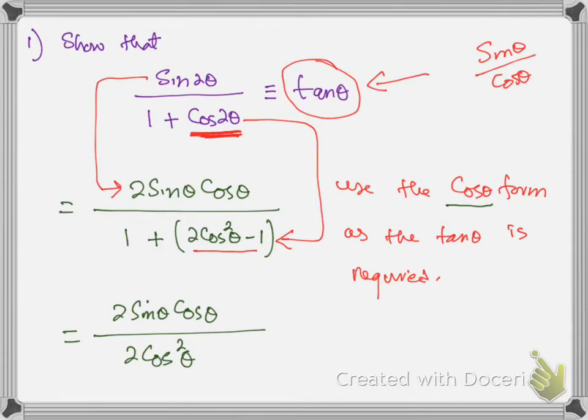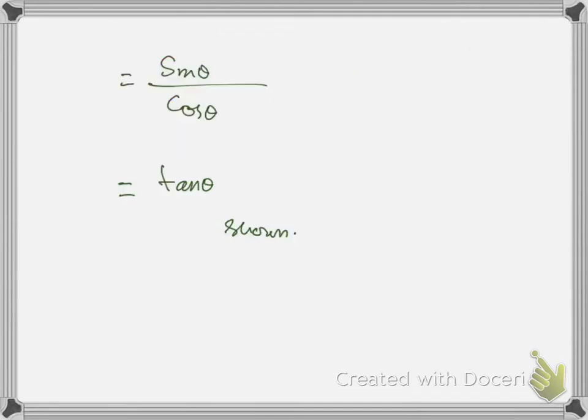So I already have told you use the cos theta form of cos 2 theta because we need tan theta. So we must have cos theta in the denominator. Hence I use the first formula of cos 2 theta here, and then I simplified this, and then finally I've got tan theta. This is one of the easiest way to prove this identity.